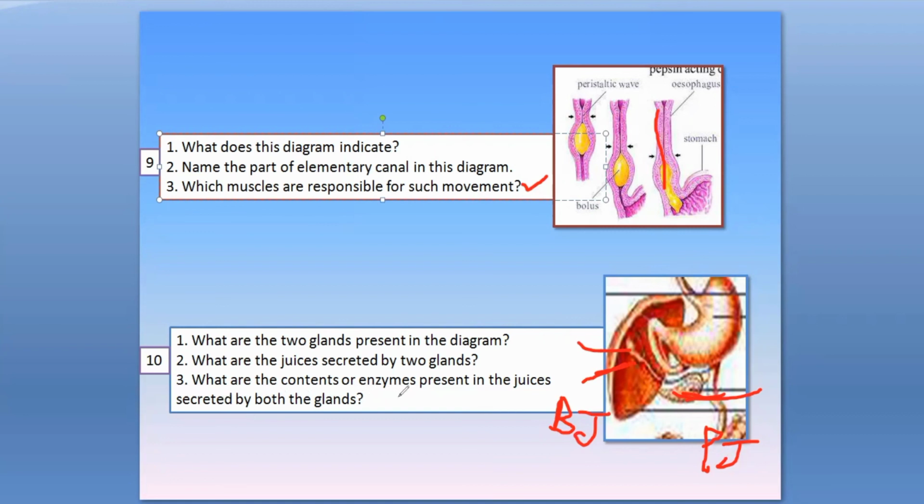What are the enzymes present in the juices secreted by both glands? In bile juice there are no enzymes. Only pigments are present, bilirubin and biliverdin, which give the yellow color. Whereas pancreatic juice contains amylase, trypsin, chymotrypsin, and lipases, which help to digest carbohydrates, proteins, and fats.